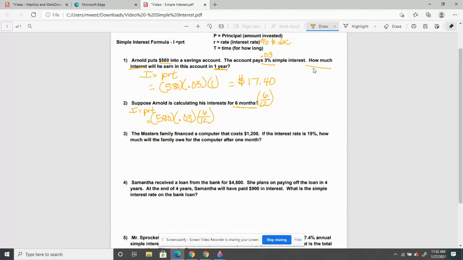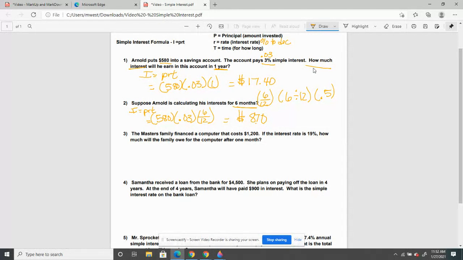And you put that in the calculator. If you had a calculator, you would put parentheses, 6 divided by 12, in parentheses in the calculator. Or if you know that 6 over 12 is 0.5, you could do 0.5. If you need help with that calculator, let me know. But if we multiply 580 times 0.03 times 6 over 12, we get the interest of $8.70.